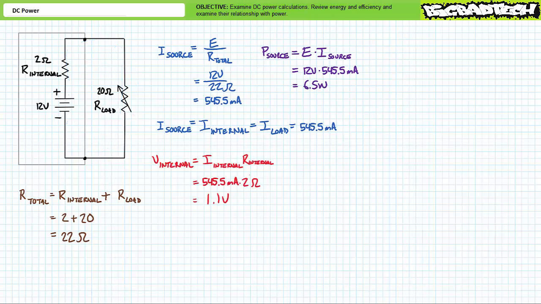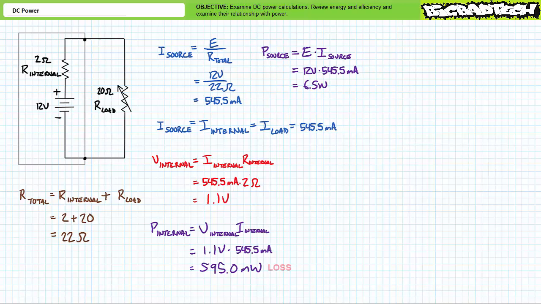Voltage equals current times resistance. An application of Ohm's law demonstrates the internal resistance experiences a roughly 1.1 volt drop. Given current through the internal resistance went up, it is understandable the voltage drop across it also increased. Power is equal to voltage times current. The power consumed by the internal resistance is 1.1 volts times 545.5 milliamperes, or roughly 595 milliwatts. This is considered a loss to this system.